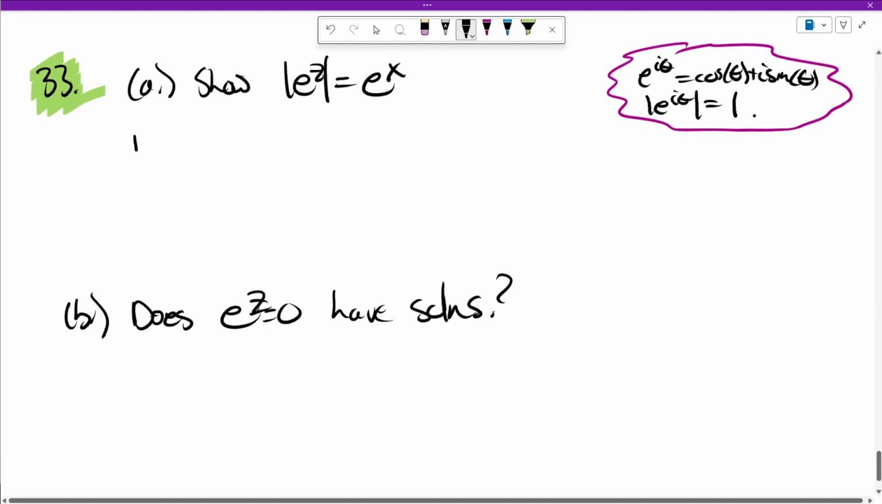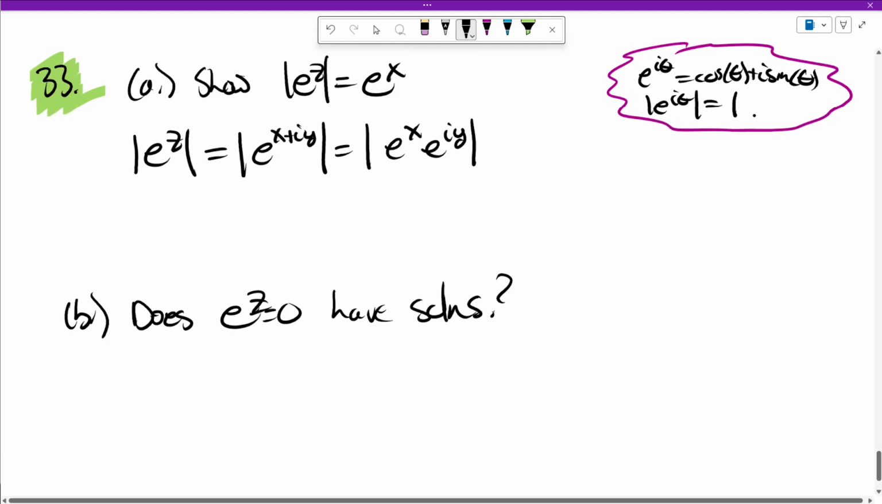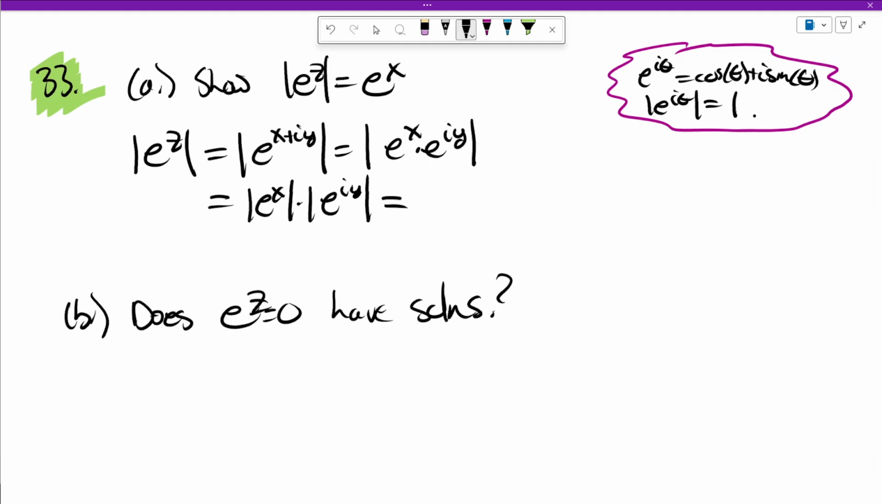So for this first part, when we're looking at the modulus of e to the z, if we write z as x plus iy, that's the modulus of e to the x plus iy. And by rules for the complex exponential, it obeys the usual rules, namely it turns addition in the exponent into multiplication. And then the modulus itself breaks up under multiplication. And e to the i times a real number has modulus 1, because that's going to be a point on the unit circle.